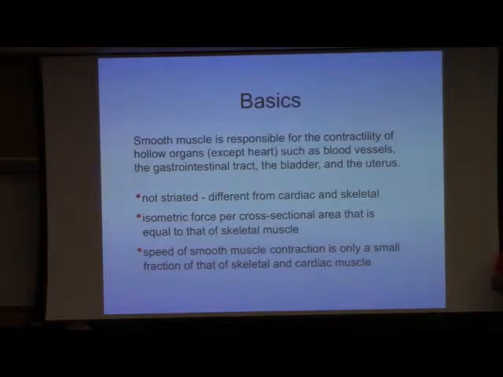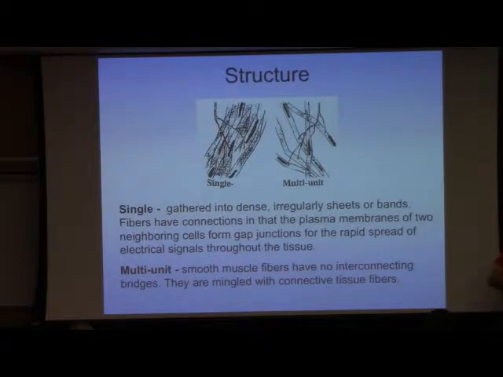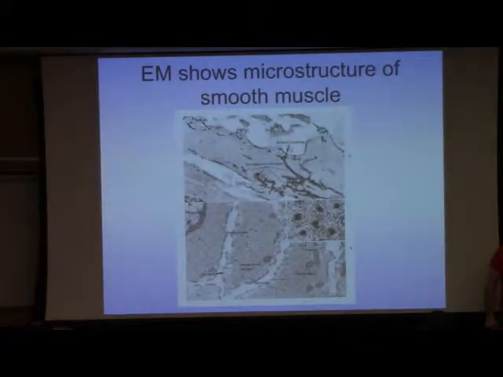So smooth muscle, again, this surrounds our hollow organs, except for the heart. The important thing about smooth muscle is, if you look per unit, so for cross-sectional area, it can contract with about the same force as the other muscle types. It's just intrinsically much, much slower. So there's a couple of types, single unit and multi-unit. I'm going to start to go things a little quicker.